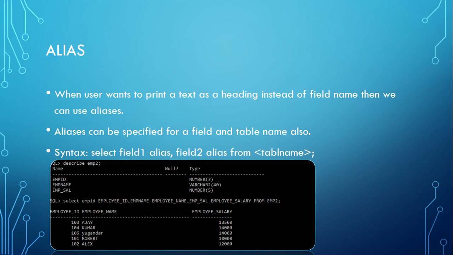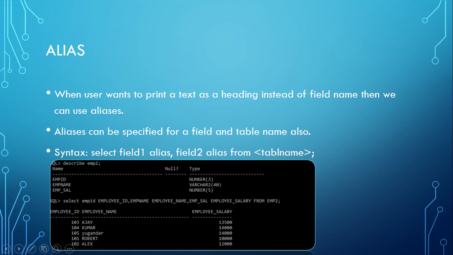Aliases can be specified for a field and a table name also. That means you can set aliases for fields as well as for tables. Now let's look at aliases at the field level. The syntax will be: select field1 alias name, field2 alias name from the specific table name.